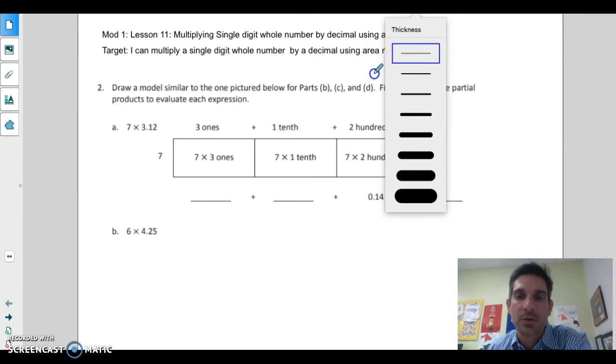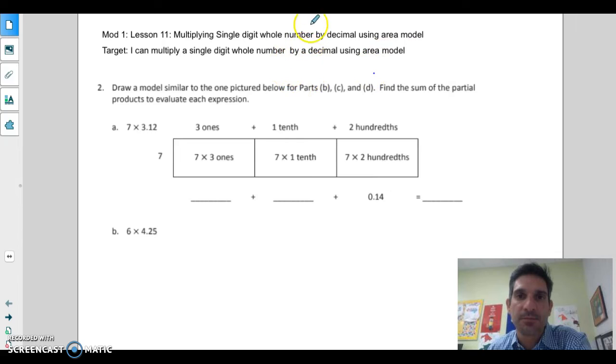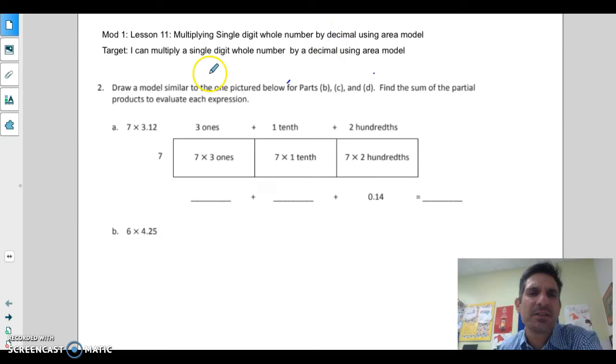Okay, so today we're going to be multiplying a single digit using an area model. It says draw a model similar to the one. So basically, they took 7 times 3 and 12 hundredths. What they did is they put the 7 here, because it's the whole number, on the side. And then they identified each one in unit form: 3 ones plus 1/10 plus 2 hundredths.